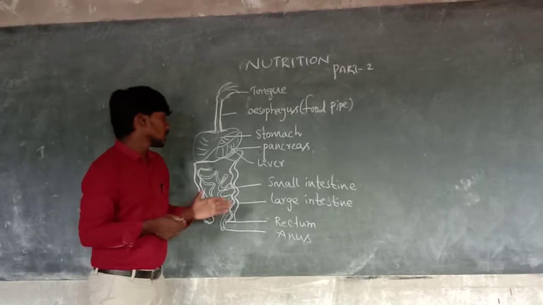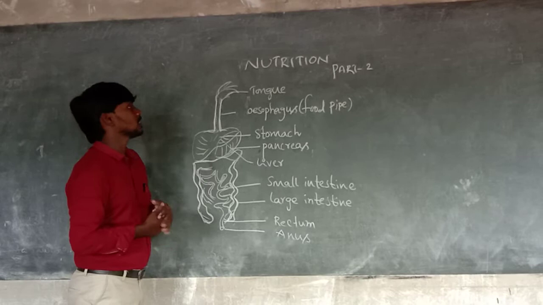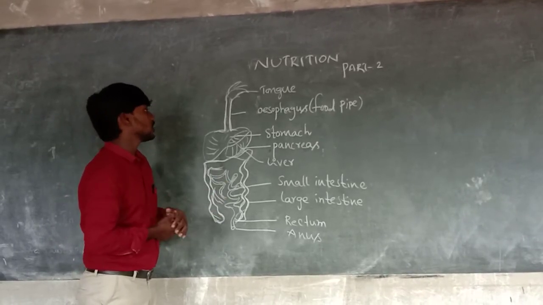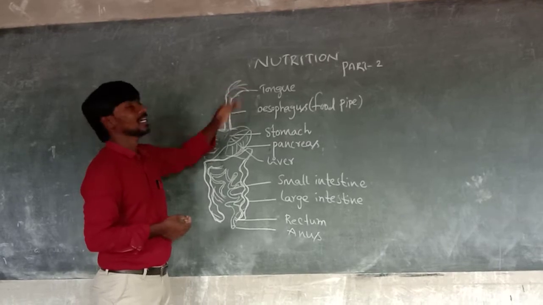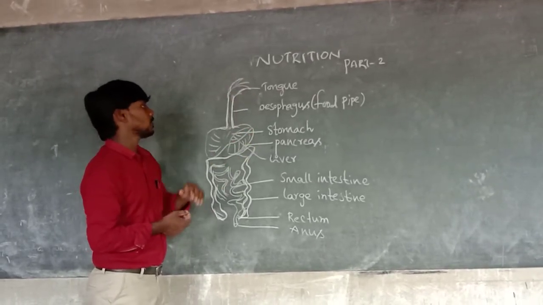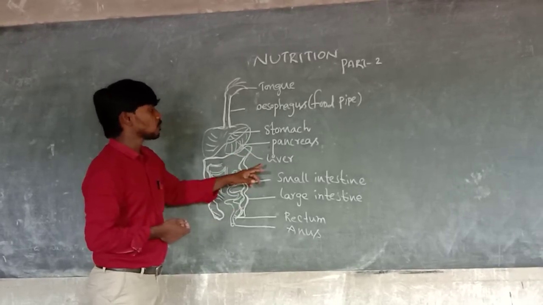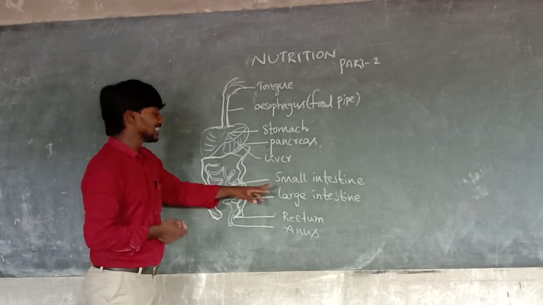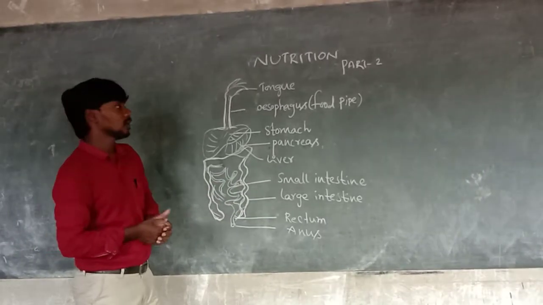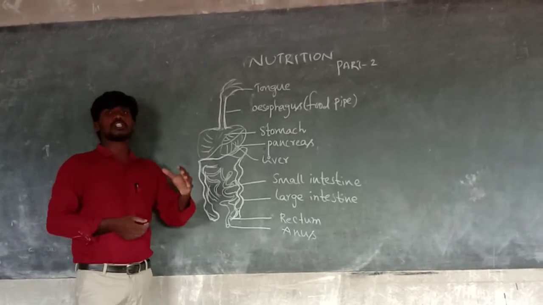The digestion in human beings mainly depends on some parts of the digestive system. One is the tongue, second the esophagus, third the stomach, then the pancreas, liver, and mainly the small intestine, large intestine, rectum and anus. Okay, so now we discuss how nutrition happens in human beings.